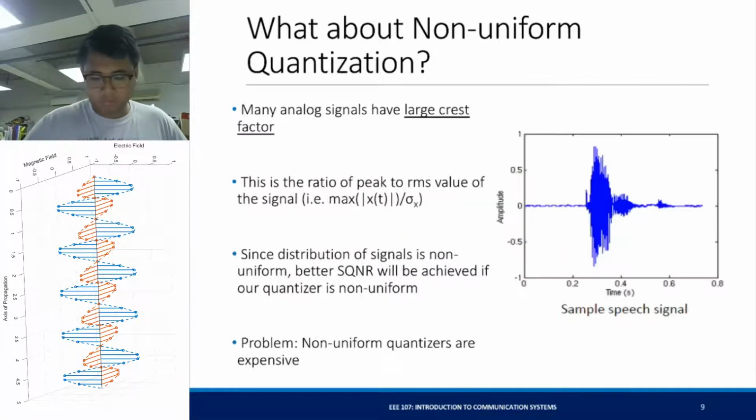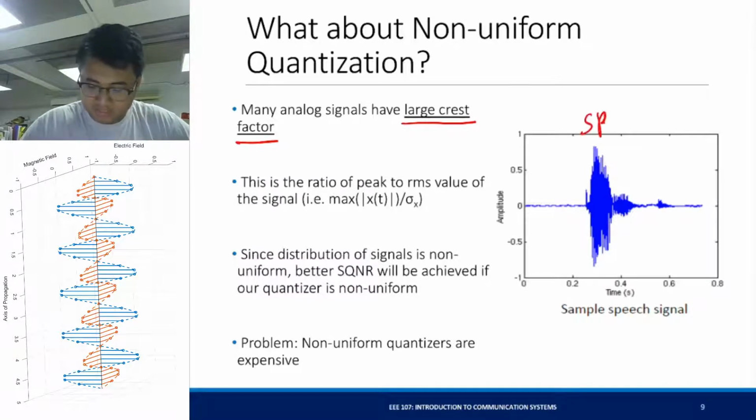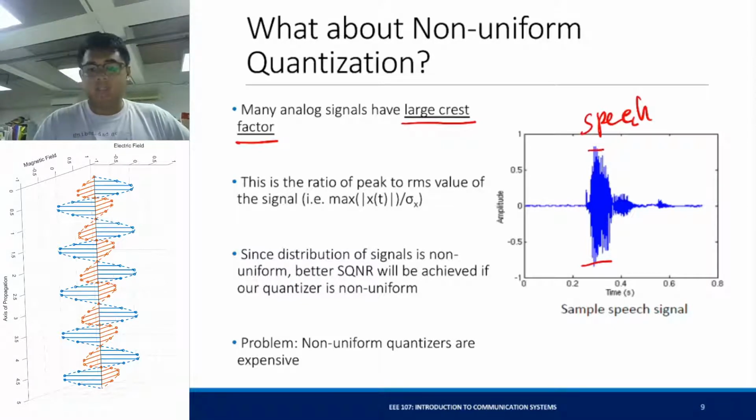Okay? So what about signals that have what we call a large crest factor? That means it fluctuates from large values to small values. For example, this speech signal right here. A speech signal has a large crest factor. Its peak is much, much greater than its variance. Then how do we quantize this?